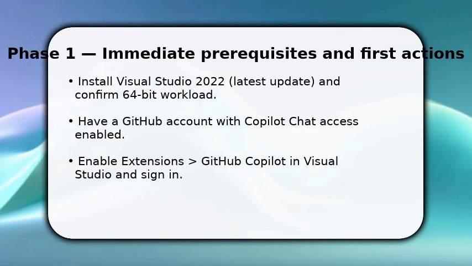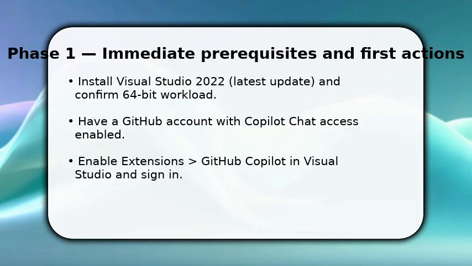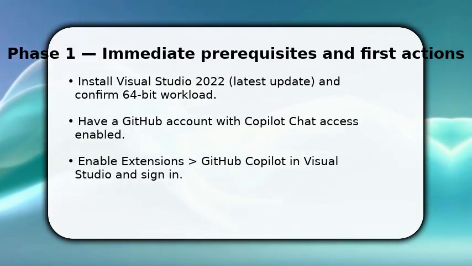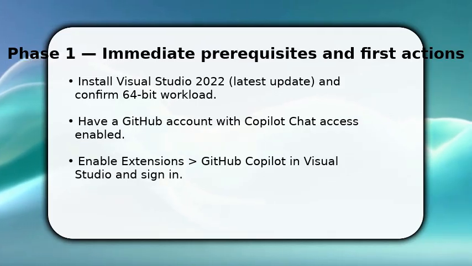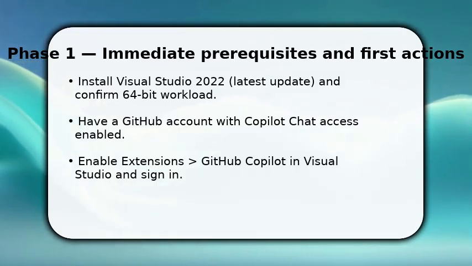Enjoy the video. You start by confirming prerequisites: Visual Studio 2022 updated and a GitHub account with Copilot chat access. Once signed into Visual Studio, open Extensions and enable GitHub Copilot. This registers the tool with your IDE. Make sure you are signed into the same GitHub account that has the Copilot chat license. Then restart Visual Studio to load the extension.